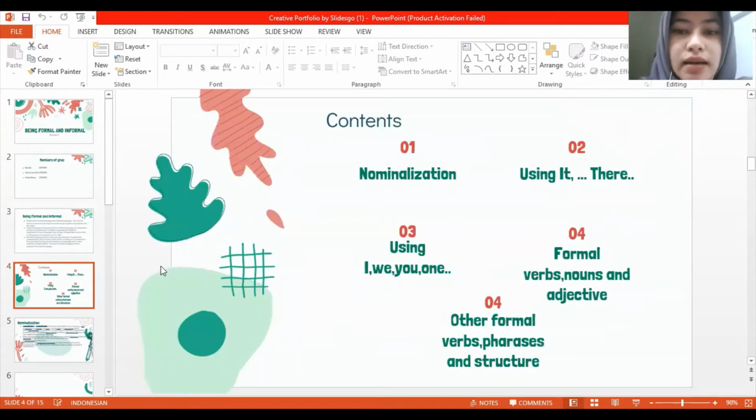There are 4 contents in being formal and informal. First, there is nominalization. Second is using it and there. Third, using I, we, you, and one. Fourth, formal verbs, nouns, and adjectives.